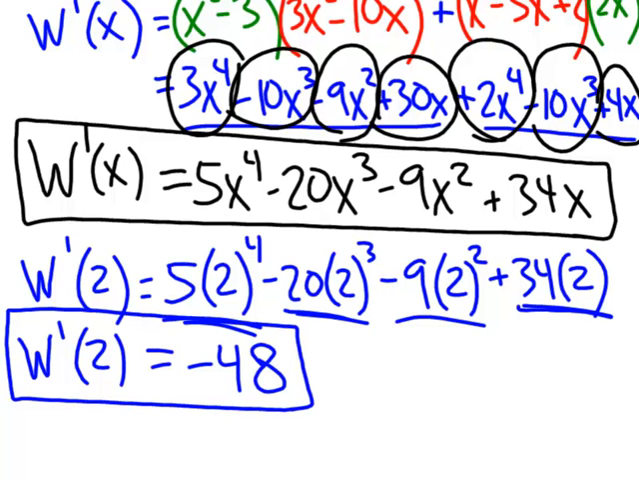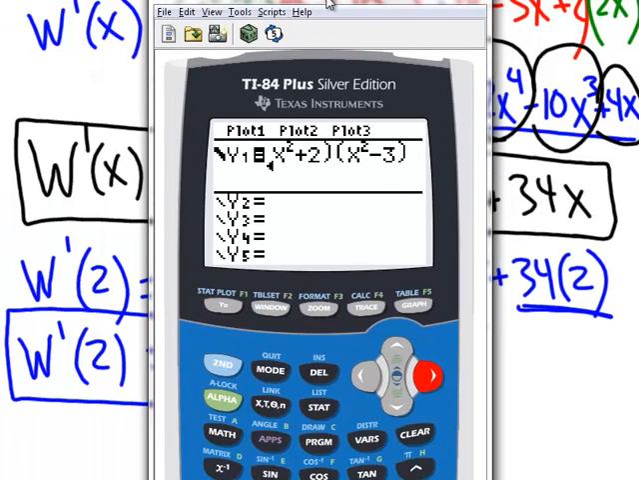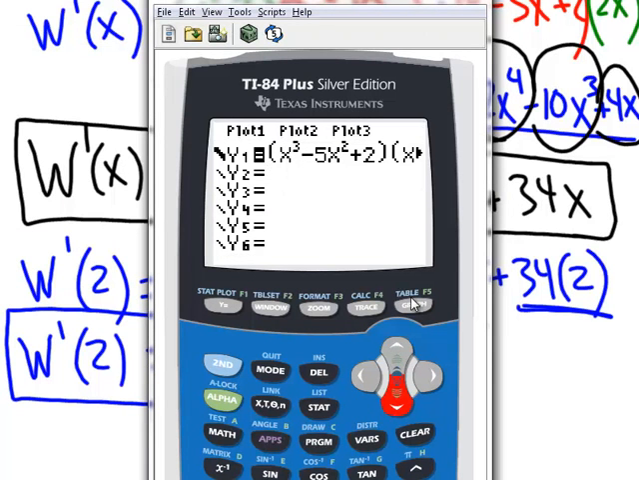Okay, so in addition to checking with the calculator, I just want to really emphasize what it is that we've done here. What does it mean to say w prime of x equals this and w prime of 2 equals negative 48? Well, let's bring the calculator up. And I've just entered in the original function. And I'm not going to bother graphing the derivative. I'm just going to graph the original.